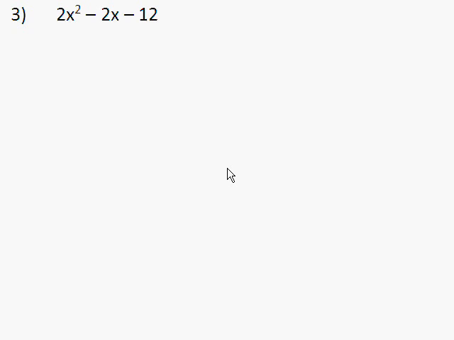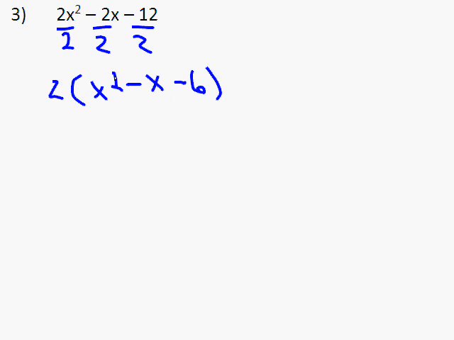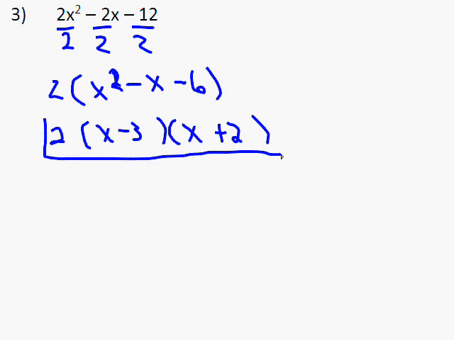For this example, you would have noticed that they all had a common factor of 2. So you can factor the 2 out of every single term. Give me 2, x squared minus x minus 6. Now, the factors of negative 6 that add to negative 1 are negative 3 and positive 2. So this will be your final answer.